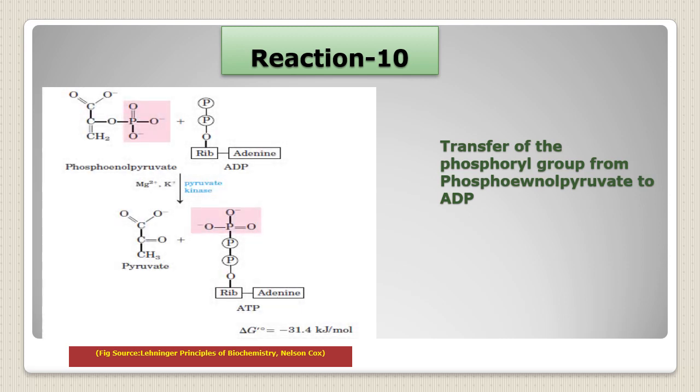And finally this is reaction 10. In this final reaction, transfer of the phosphoryl group from phosphoenol pyruvate to ADP is done. This reaction is catalyzed by the enzyme pyruvate kinase, which also requires potassium ion and either magnesium ion or manganese ion.